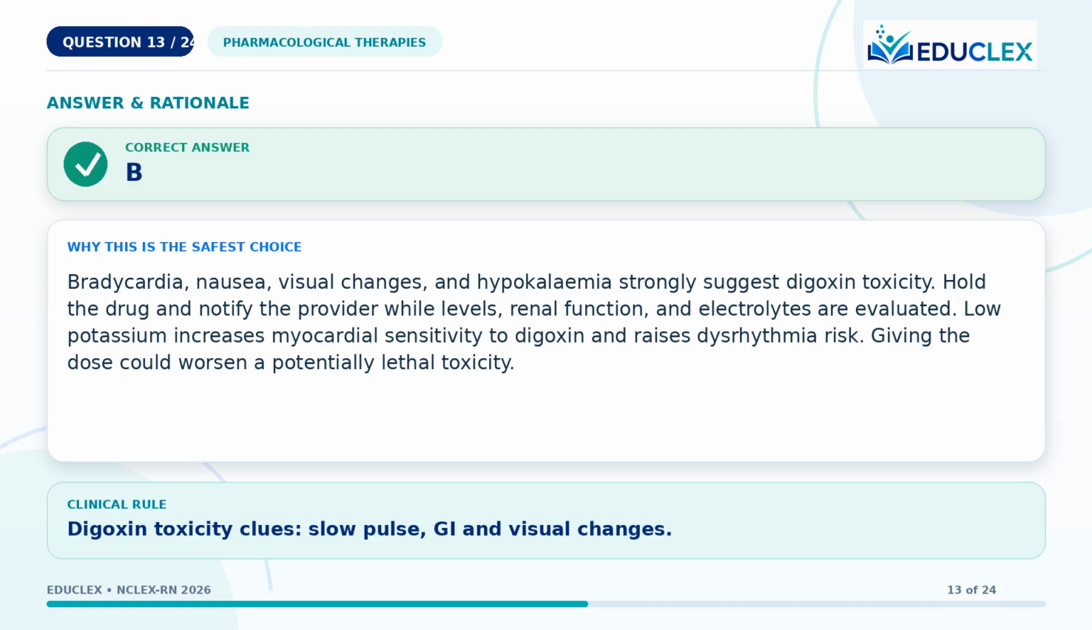The correct answer is B. Bradycardia, nausea, visual changes, and hypokalemia strongly suggest digoxin toxicity. Hold the drug and notify the provider while levels, renal function, and electrolytes are evaluated. Low potassium increases myocardial sensitivity to digoxin and raises dysrhythmia risk. Giving the dose could worsen a potentially lethal toxicity.